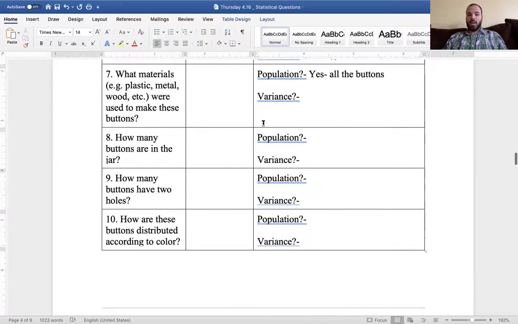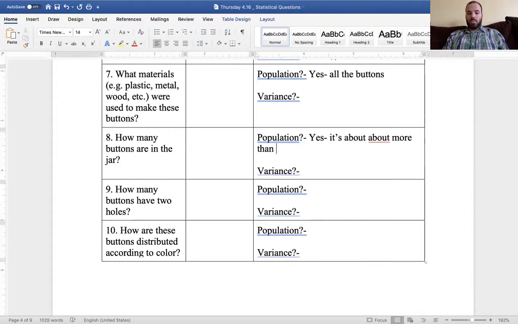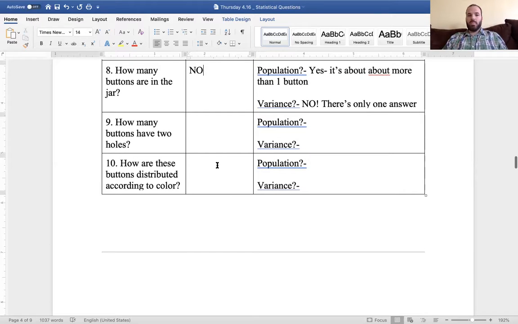How many buttons are in the jar? Is this population? Yes, it's about more than one button. Is there variance? No, there's no variance. There's only one answer. If there's only one answer, we can't say there's variance, and because there's no variance, it's not a statistical question.